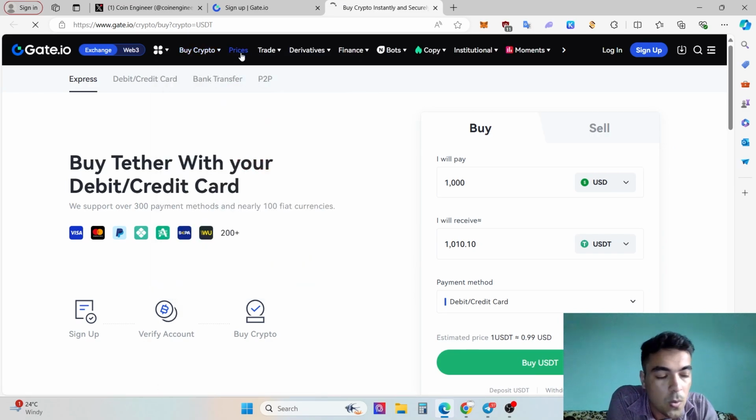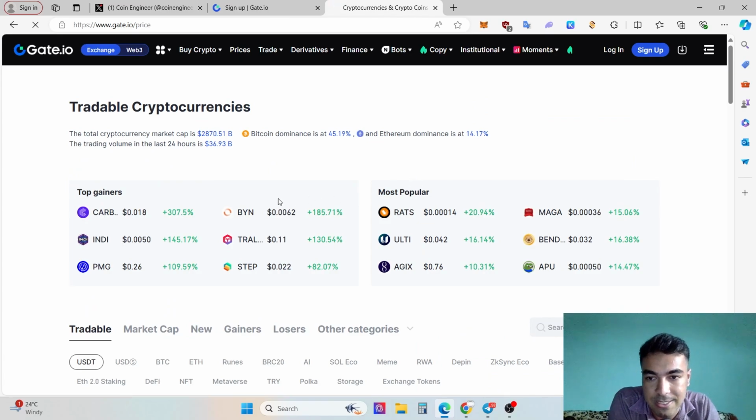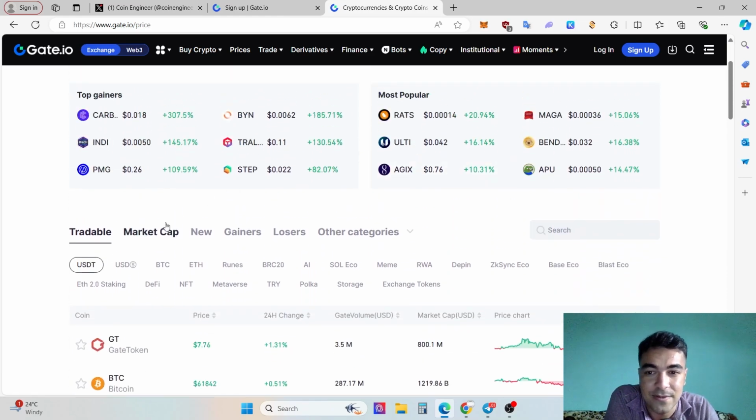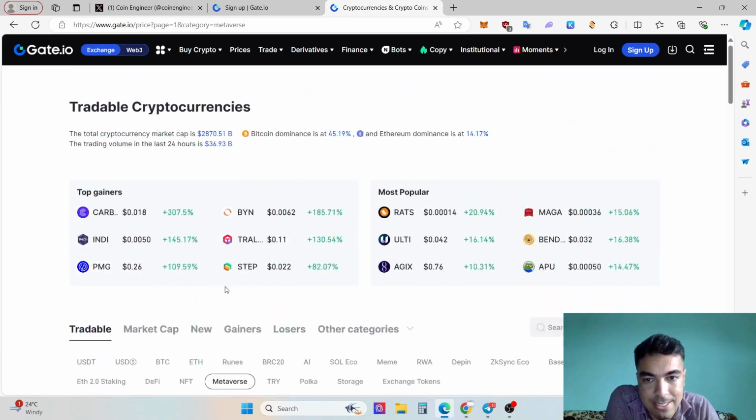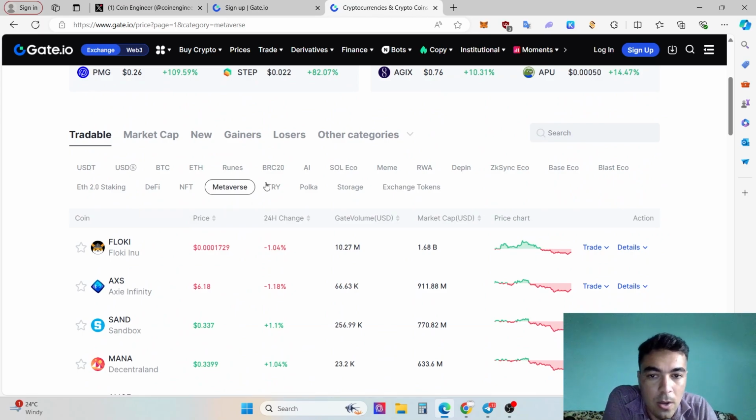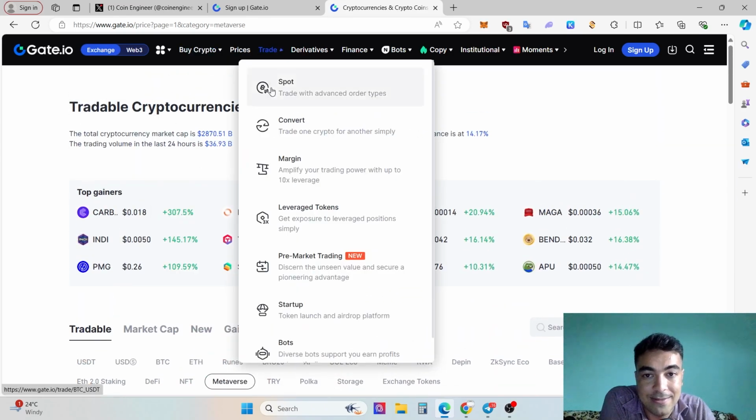Then there are the prices. You can take a look at all prices in the cryptocurrency market, for example most popular and top gainers, and then you can take a look at market cap, what's happening in the last 24 hours, and Bitcoin dominance, Ethereum dominance, etc. And you can take a look at all currency market categories. For example, if you want to look at Metaverse tokens, all of this is in there, and you can use the Gate.io website as a CoinMarketCap or another seamless tool.